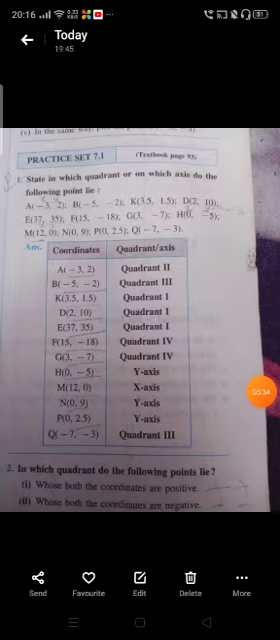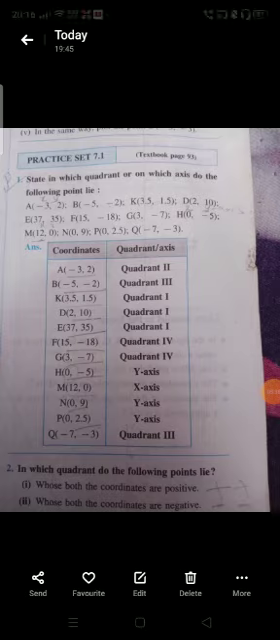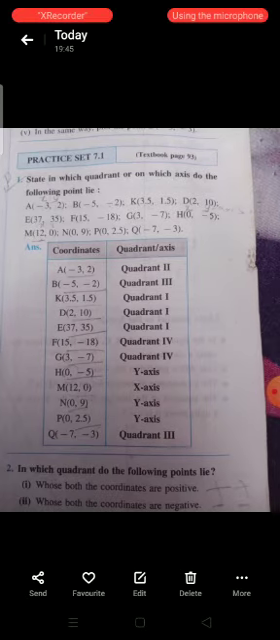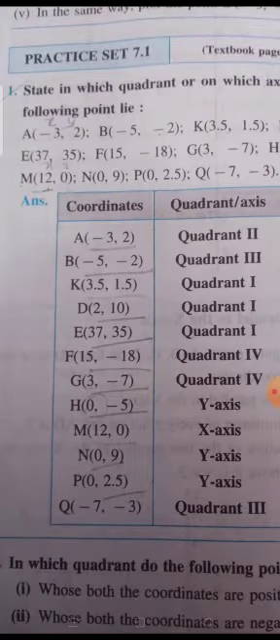We'll see practice set 7.1. What is the question given? State in which quadrant or on which axis do the following points lie. So if we see the first point A, (-3, 2). The first one is x and the second one is y.